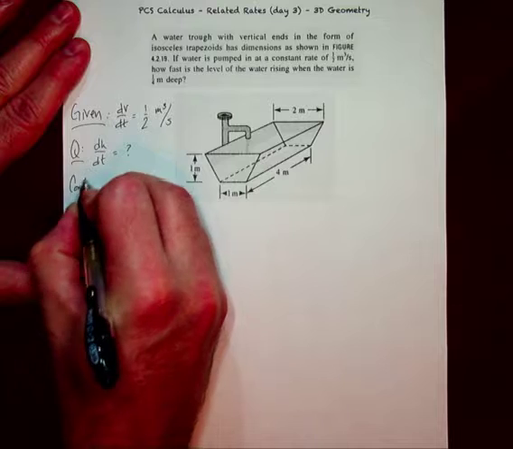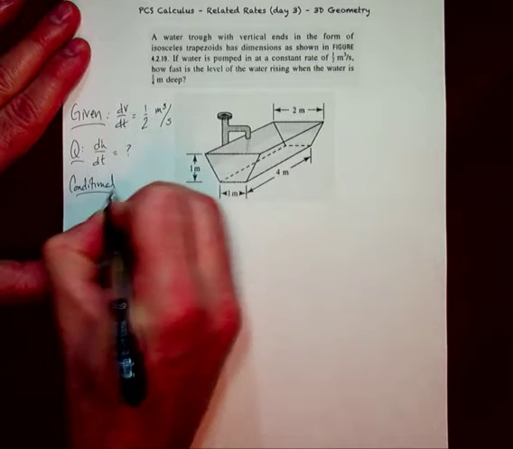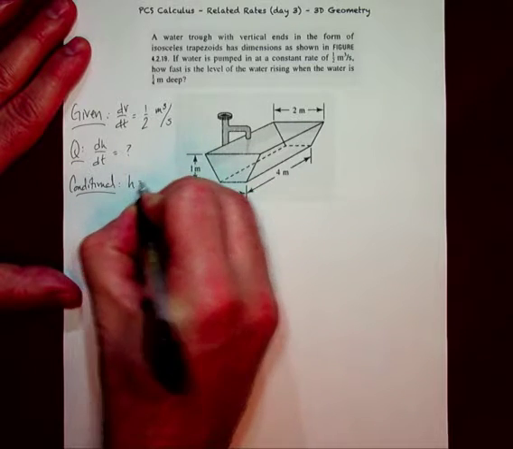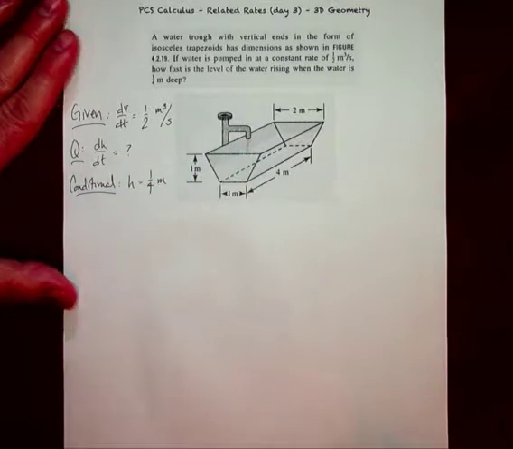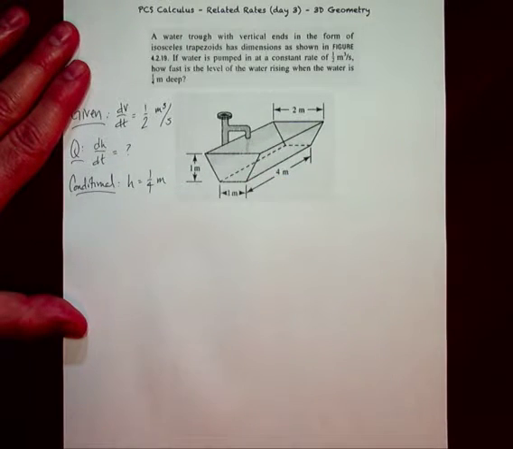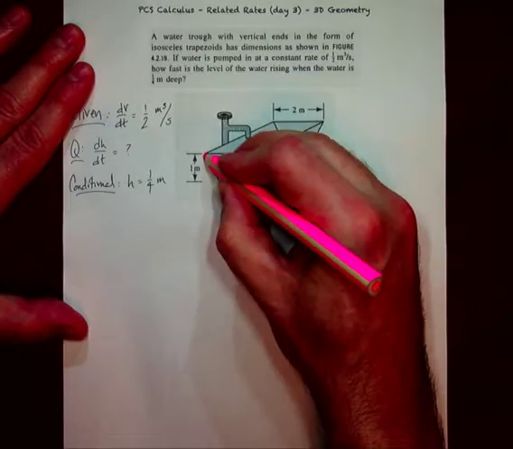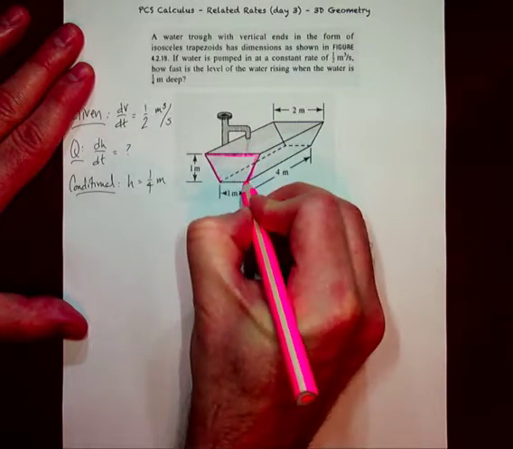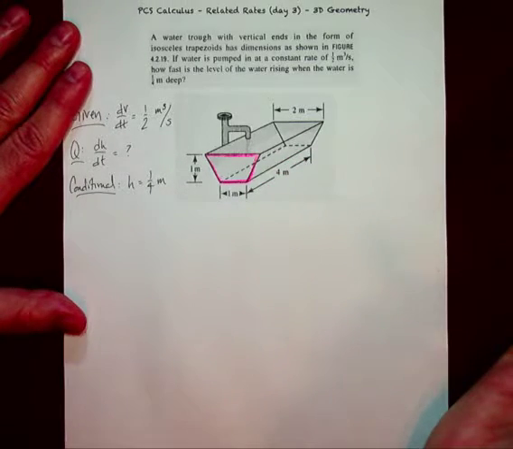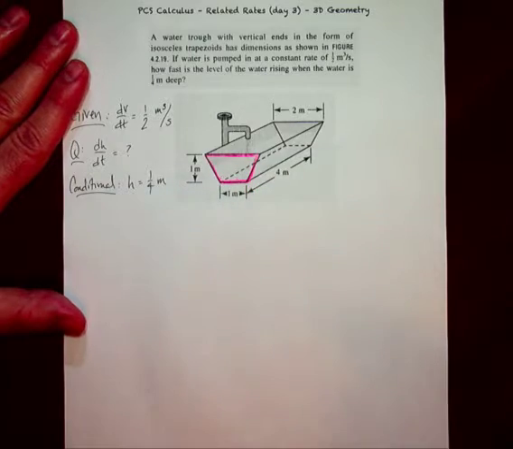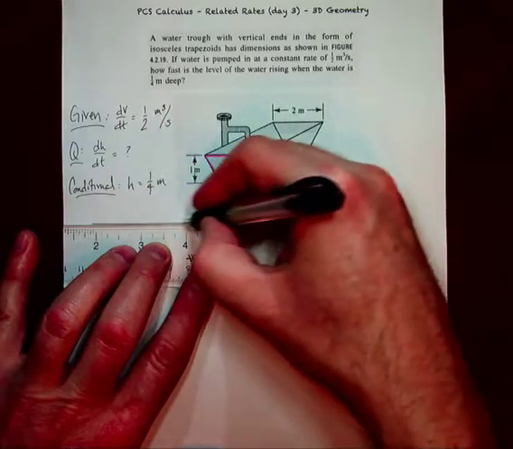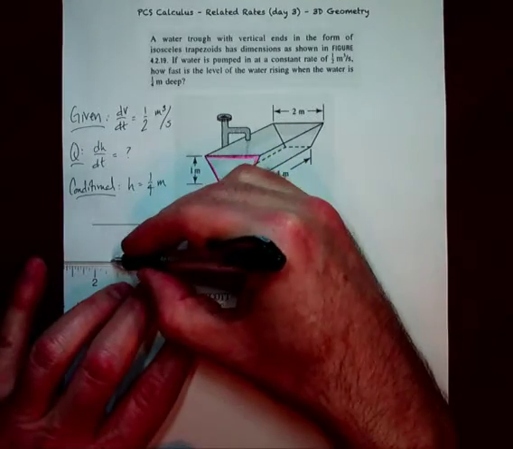Now the conditional information is when the water is 1/4 of a meter deep. So when H is equal to 1/4 meters. Now, I'm really interested in the trapezoid at the end, right? The length is never going to change, but the shape, the size of the trapezoid is going to change. So let's draw a trapezoid over here and focus on that.